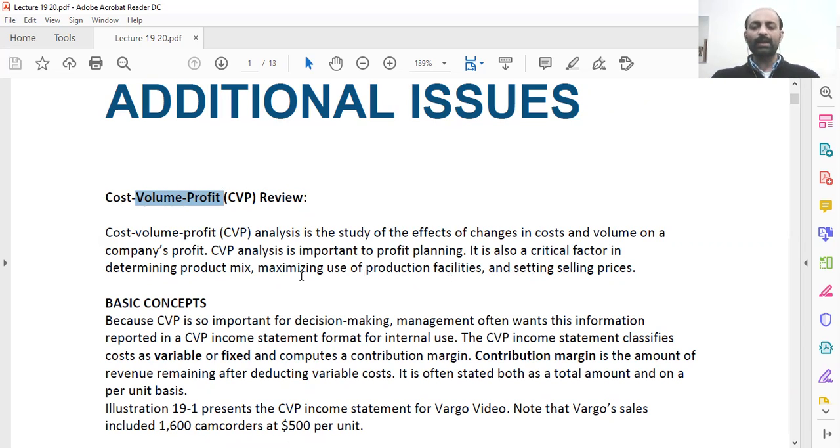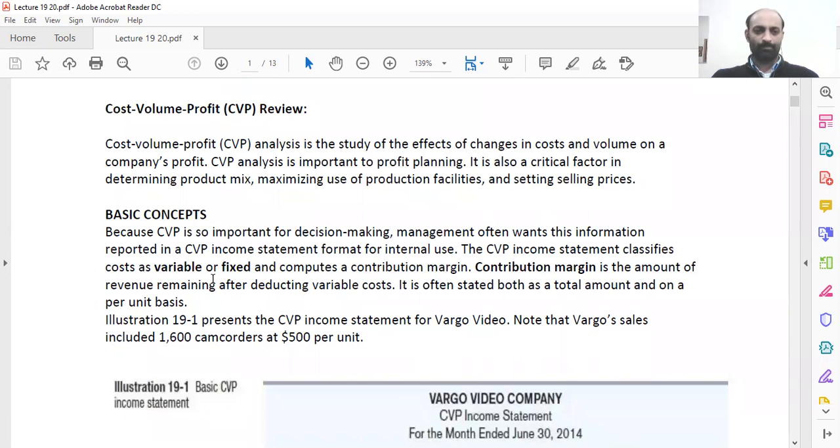It is also a critical factor in determining product mix, maximizing use of production facilities, and setting selling price, as we saw in 16, 17, and 18, and we will see again in lecture 19 and 20. Basic concepts. Because CVP is so important for decision making, management often wants this information reported in a CVP income statement format for internal use.